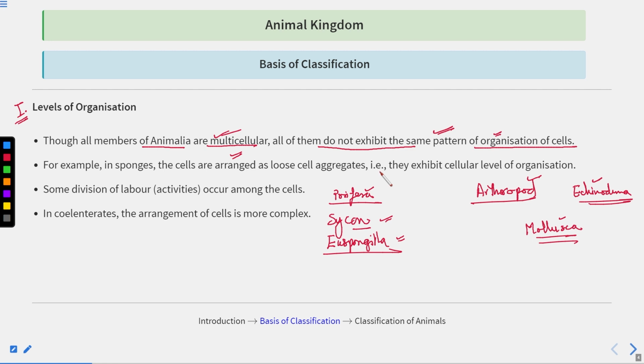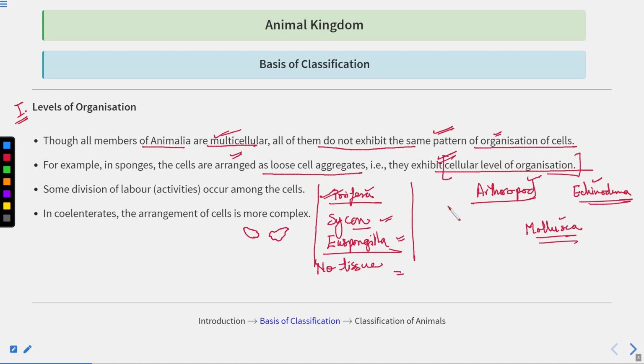So, for example, in sponges, the cells are arranged as loose cell aggregates. They are multicellular, but they do not have a tissue grade of organization. Still, they are multicellular, but no tissue is formed in the case of Porifera. No tissue formation. You cannot see any type of tissue. So this exhibits the cellular level of organization. This is very, very important. Porifera is multicellular. Still, it is showing the cellular level of organization, cellular grade of organization.